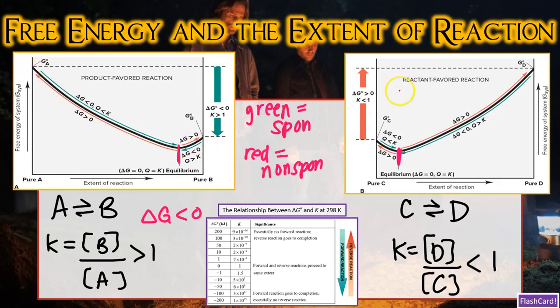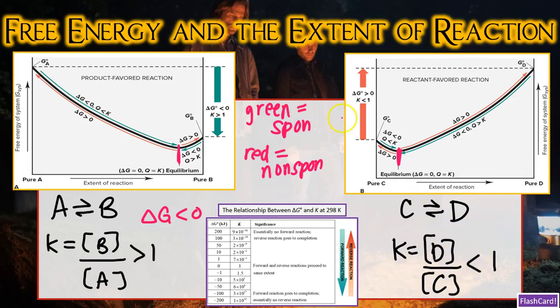For a reactant favored reaction, we're going to start with the expression C in equilibrium to form D. So we're going to start off with our reactant, and as we go along, we're going to, of course, produce our product D, all the way until we reach equilibrium. Now our K expression is going to be the concentration of D divided by the concentration of C, which is going to be less than 1. That means that we have way more reactants than we have products.